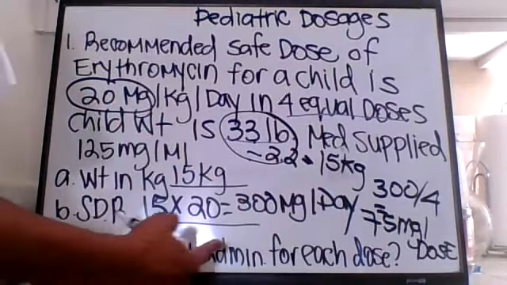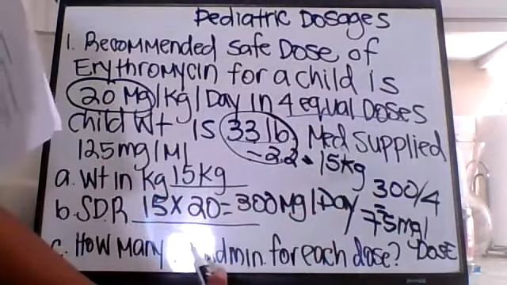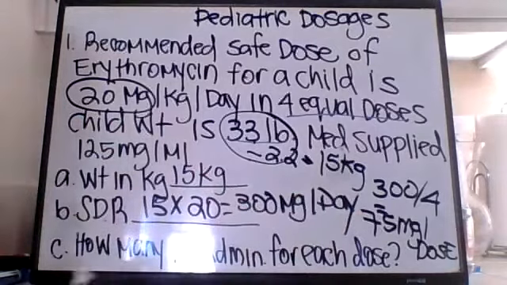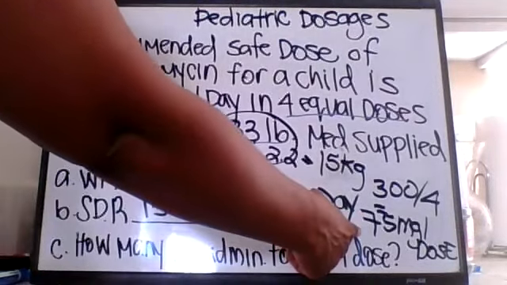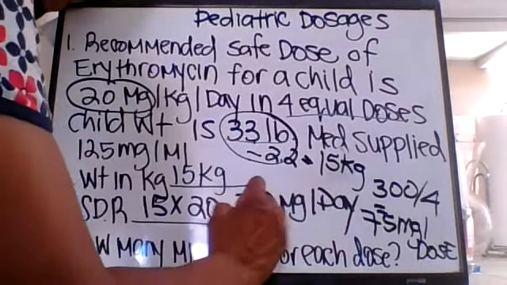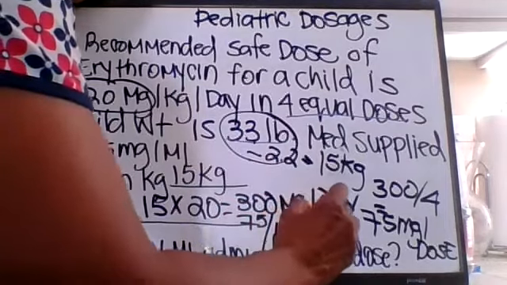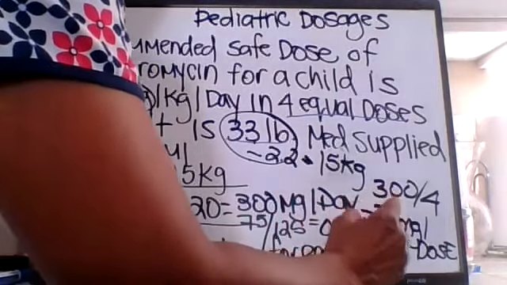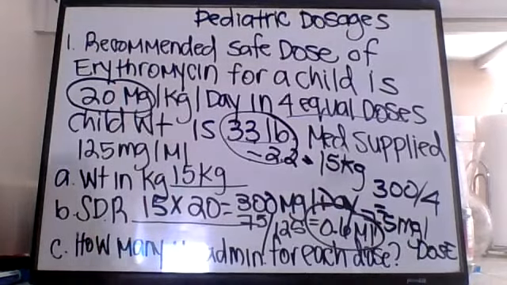How many milliliters will you administer for each dose? At this point, we take the 75 milligrams and divide it by what we have in supply, which is 125. So 75 divided by 125, and we come out with 0.6 milliliters is what we're going to administer.